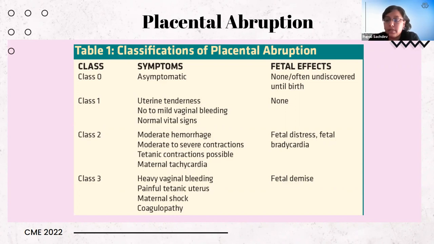Whenever a woman is in labor, we do constant fetal monitoring, and we also do cardiotocograms to make sure that we can instantly detect if there is any fetal distress. Class 3 is heavy vaginal bleeding with painful tetanic uterus, maternal shock, and coagulopathy. The fetal effect is obviously it can lead to fetal death.